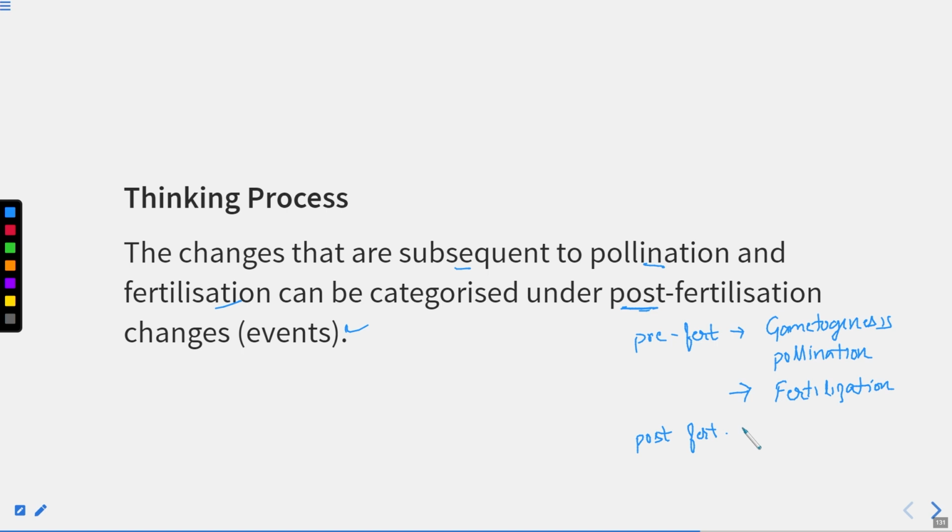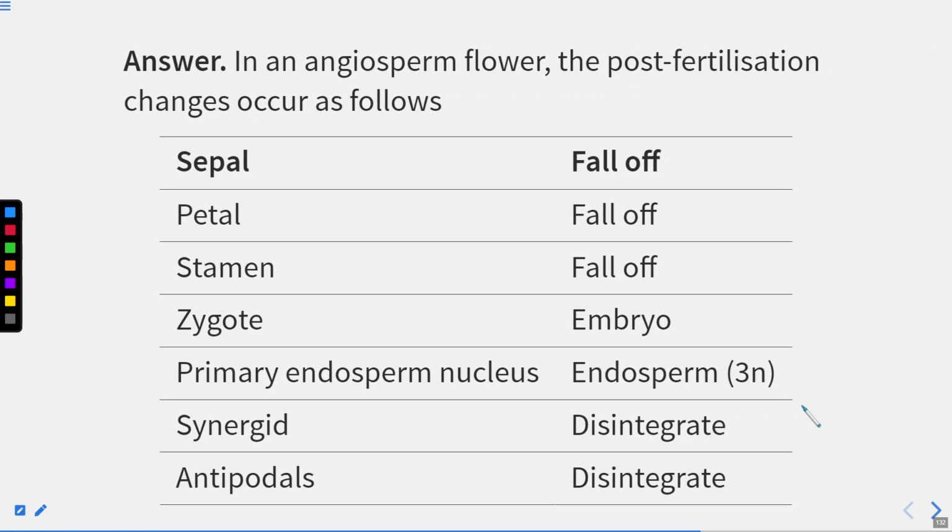Post-fertilization events mean after the formation of the zygote. So after fertilization, the zygote will form. And then you have to list the changes that happen under the post-fertilization events. Alright, so let's have a look at the answer. In the angiospermic flower, the post-fertilization changes occur as follows.